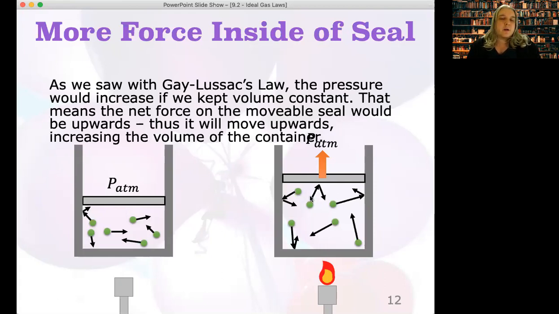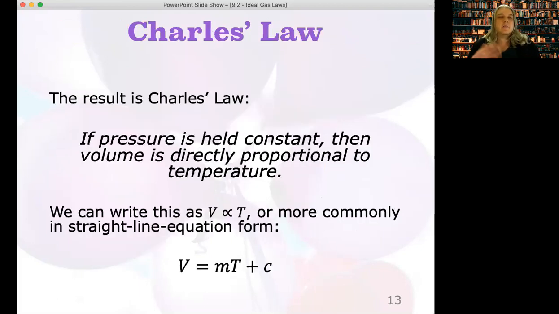If these particles are hotter than the ones in the atmosphere, then that means that these ones will hit less frequently in order to provide the same pressure, the same net force, and that means that we need this gas to expand so they've got further to travel, because if we made it smaller, they'd hit it more frequently and we'd get a higher pressure. So hopefully, again, you can understand that reasoning, and that one is called Charles's law. If pressure is held constant, then volume is directly proportional to temperature. And again, we can write that as an equation, either V proportional to T, or in straight line form, V equals MT plus C.